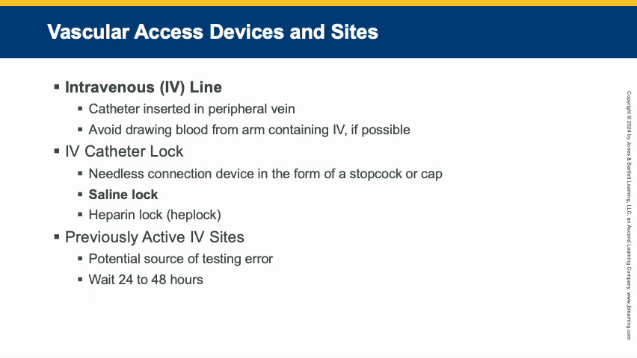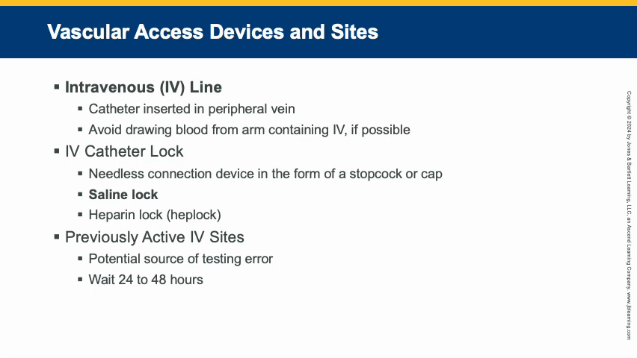IV catheter locks. This is a needleless connection device in the form of a stopcock or cap that is connected to the hub of a catheter or cannula by a short length of IV tubing. It has a diaphragm that provides access for administering medication or drawing blood. A lock is often placed in a vein in the lower arm above the back of the wrist and can be left in place for up to 48 hours.